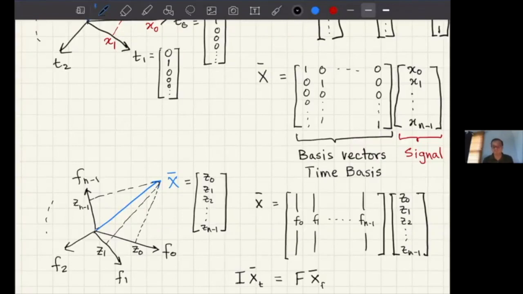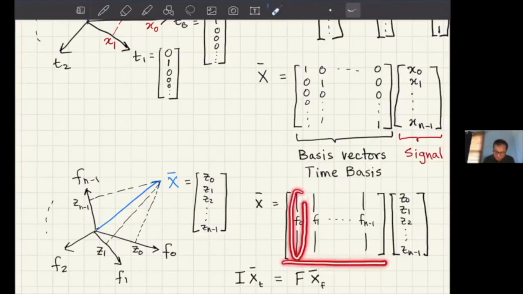Fourier showed that there is such an F matrix which gives you such f0, f1, all the way till fn minus 1 basis vectors. And once you express the same signal in this basis, there's a good amount of meaning that you can extract from the signal. And then the corresponding values of z0, z1, all the way till zn minus 1, this is nothing but the Fourier transform of the signal x.